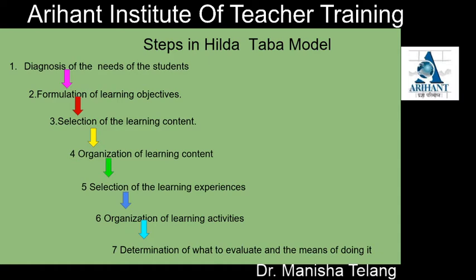Evaluation and means of evaluation. The seventh step is determination of what to evaluate and the means of doing it. The curriculum planner must determine just what objectives have been accomplished. Evaluation procedures need to be considered by the students and teachers.